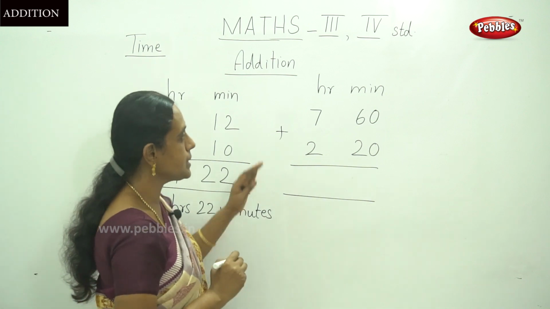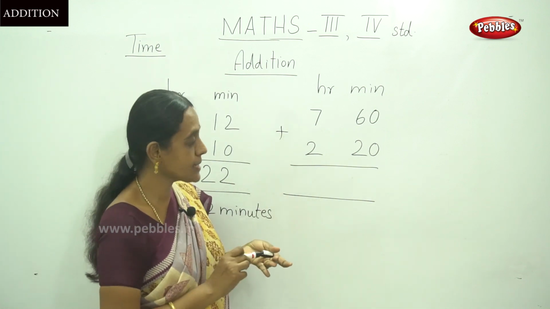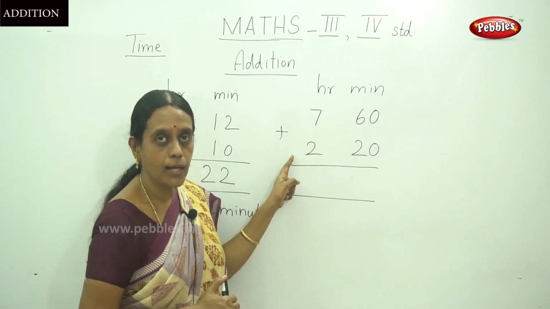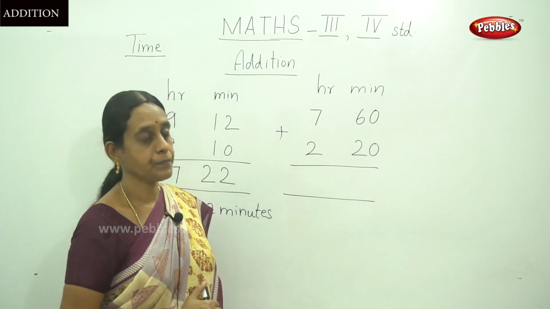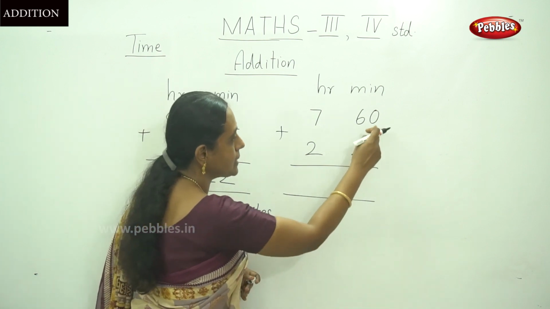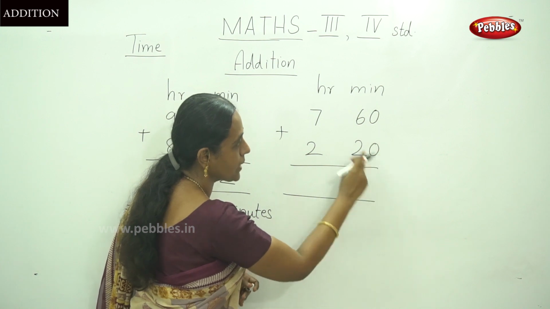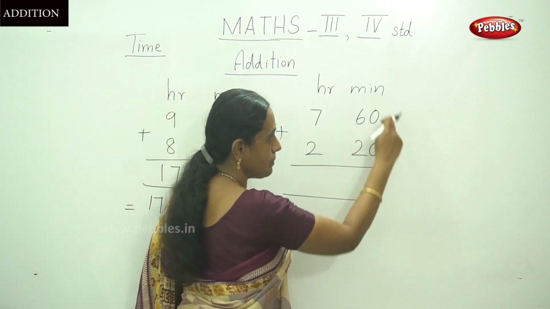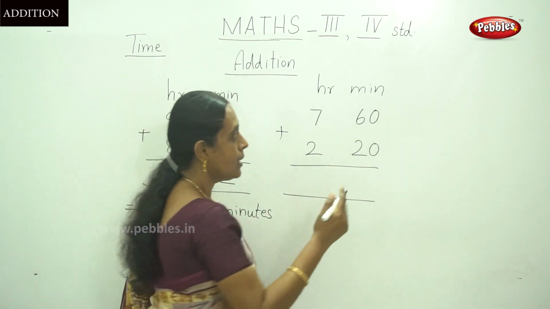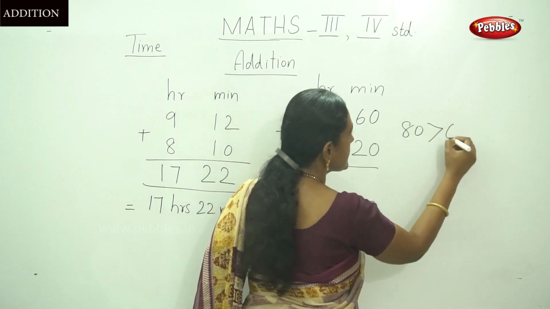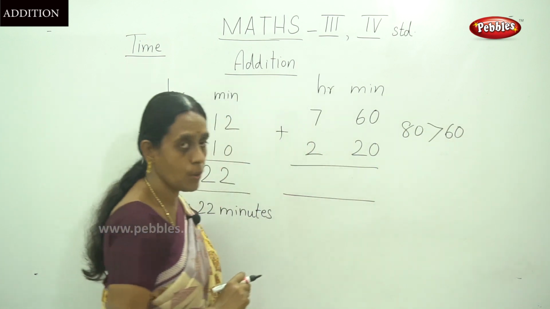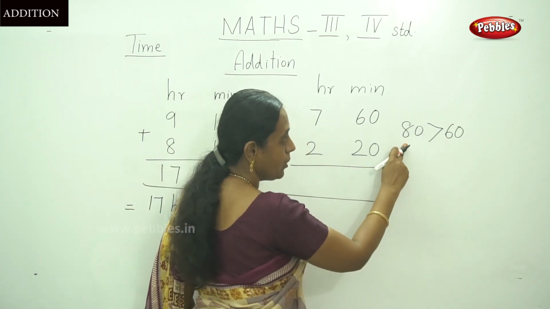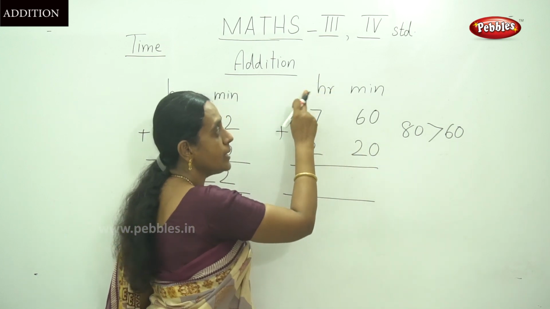Here observe this number. You have to add 7 hours 60 minutes with 2 hours 20 minutes. Now 0 plus 0 is 0, and 60 plus 20 minutes is 80 minutes. 80 is more than 60, so you put here only 20 minutes of this 80, and 60 minutes carry over to the next hour.